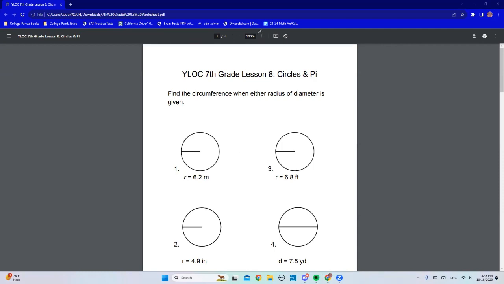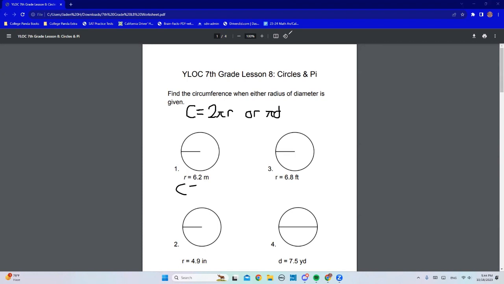So the first set of problems here involves finding the circumference with either the radius or diameter. These are the two equations that you want to memorize for the circumference. Circumference is equal to 2 pi r, so this is when you're given the radius, or just pi d, so that's when you're given the diameter. So let's try it out.